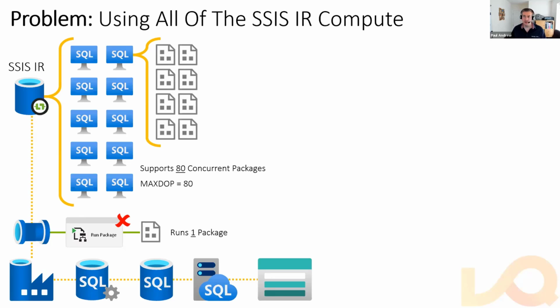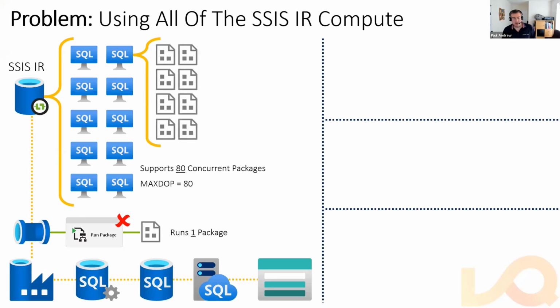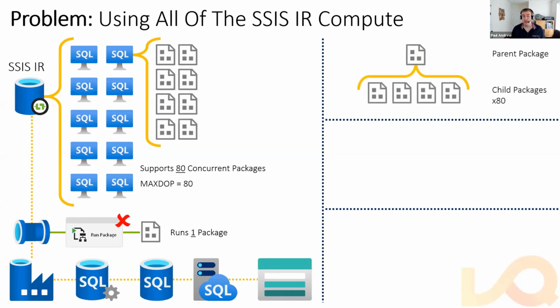So what do we do? This is where we need to think about scaling out our execution. Possible solutions: we could say, well, I'm just going to use a parent SSIS package that's then going to call all of those child packages. It's a fairly common pattern.